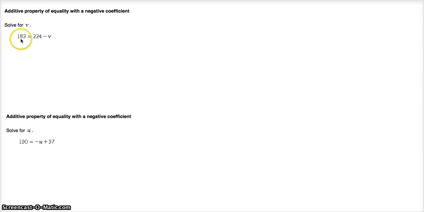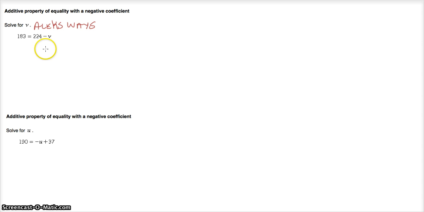Alright, so the additive property of equality with a negative coefficient. In the additive property of equality, don't forget, we apply the additive inverse, and so that means we can add the opposite value to both sides of the equation. So the way Alex is going to do this, we'll do Alex's way first. So this is the Alex way.